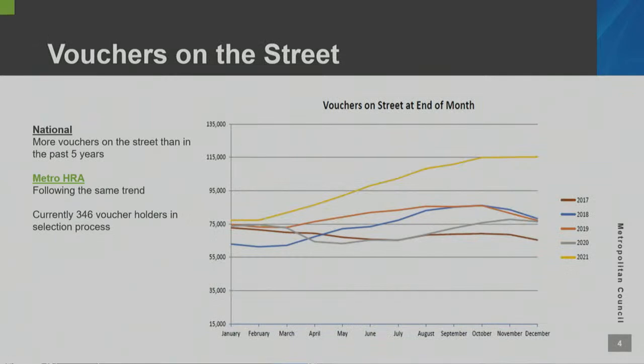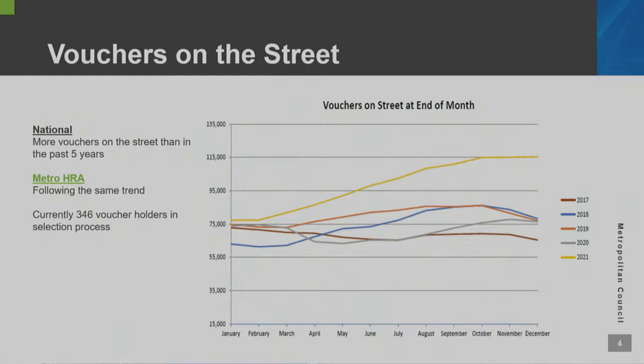But this is how this has happened. How housing authorities are getting their vouchers leased is through putting more vouchers on the street and issuing vouchers to more families. So in 2021, there were more vouchers on the street than in the past 5 years. And that's a national trend. That was true for Metro HRA too.